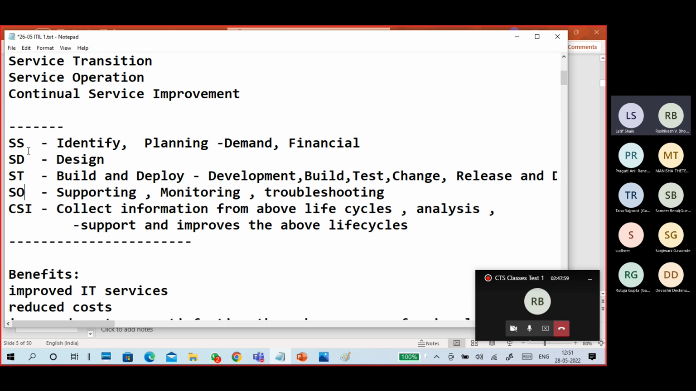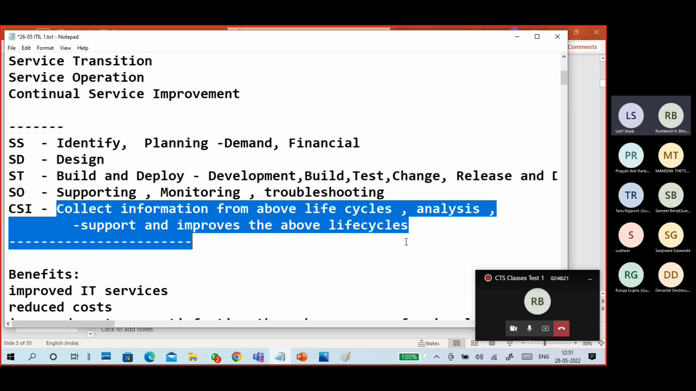Of course, service operation is after deployment: support to the customers, monitor the customer issues, monitor how things are functioning at the customer side. And troubleshooting: if any issues occur, find them, troubleshoot them and solve the problems.